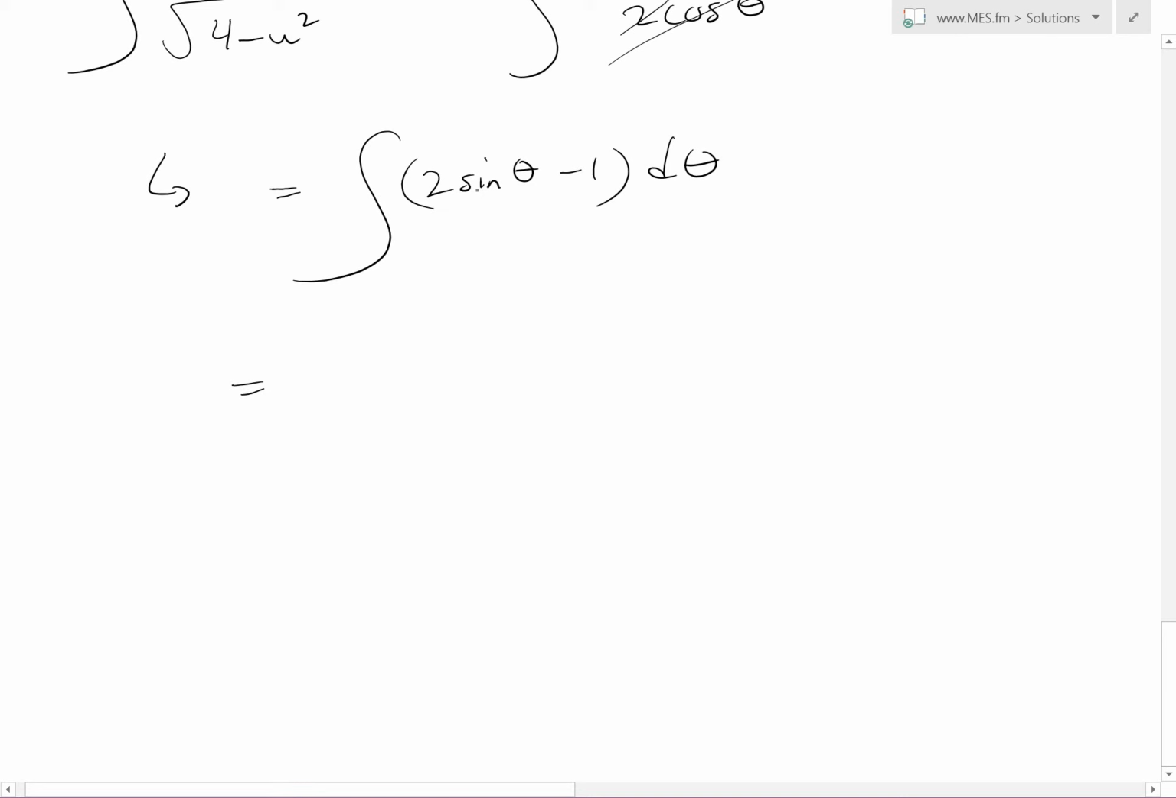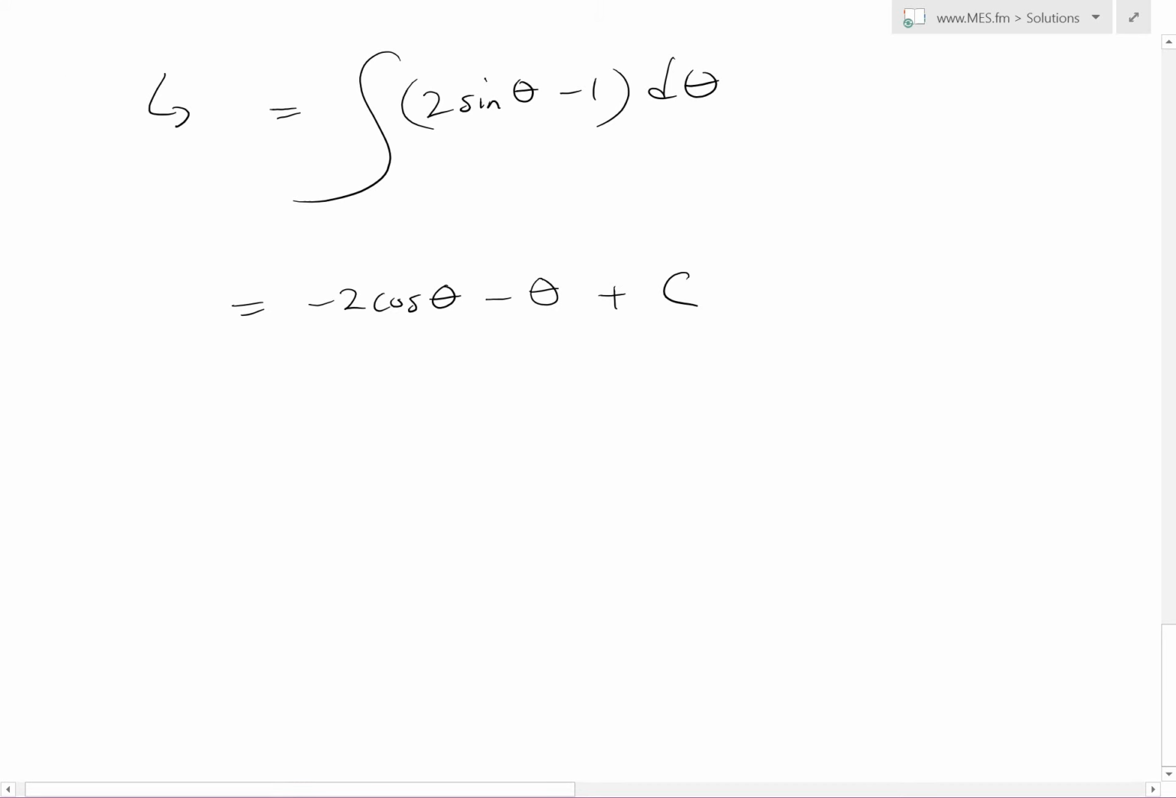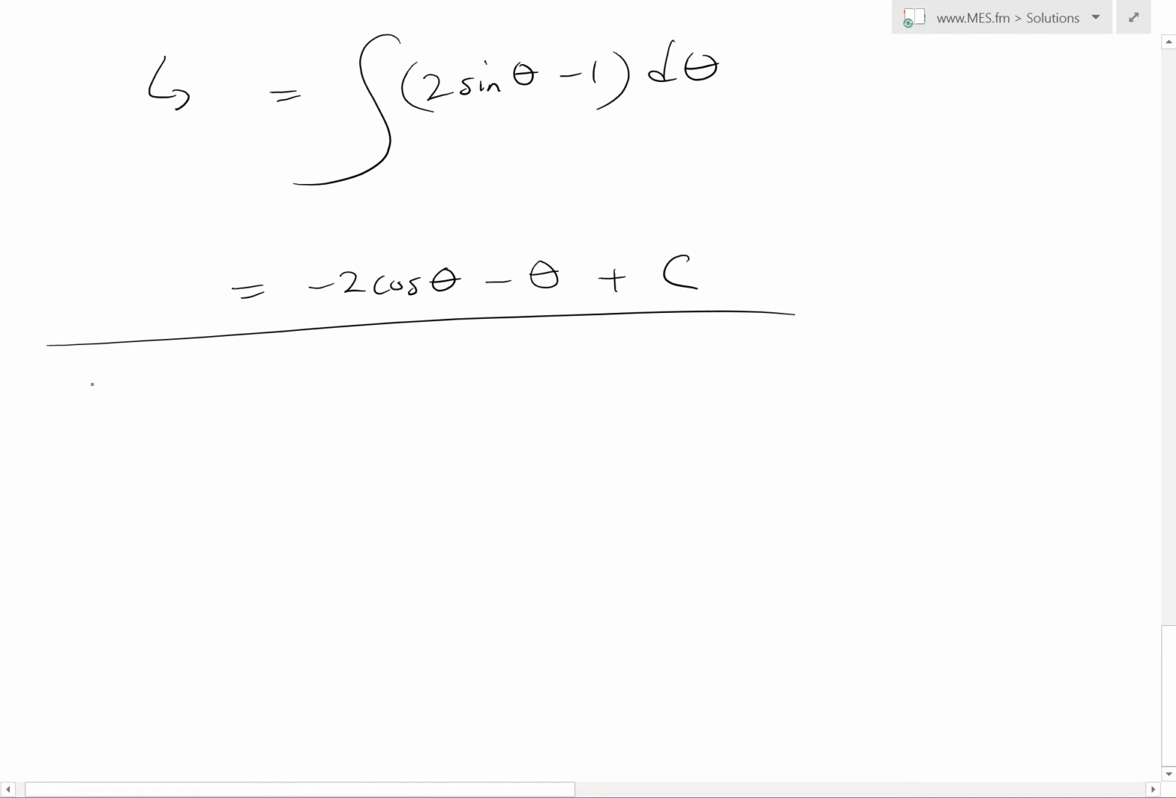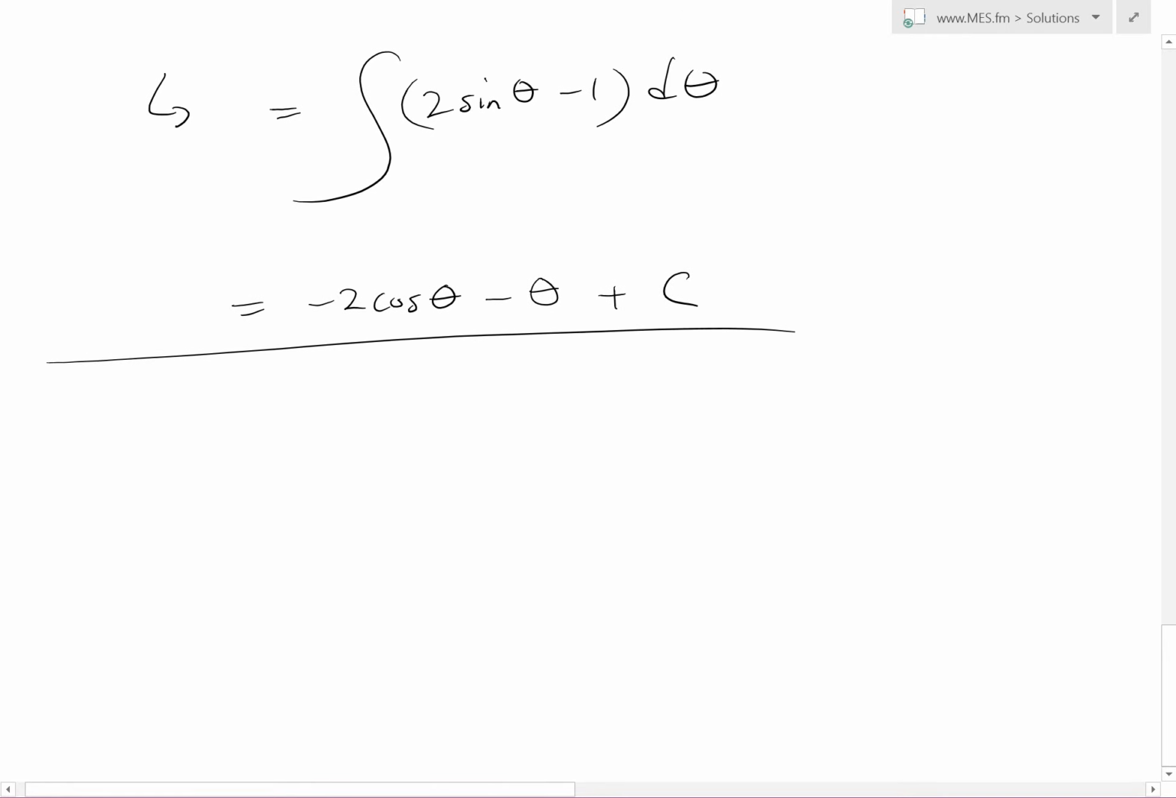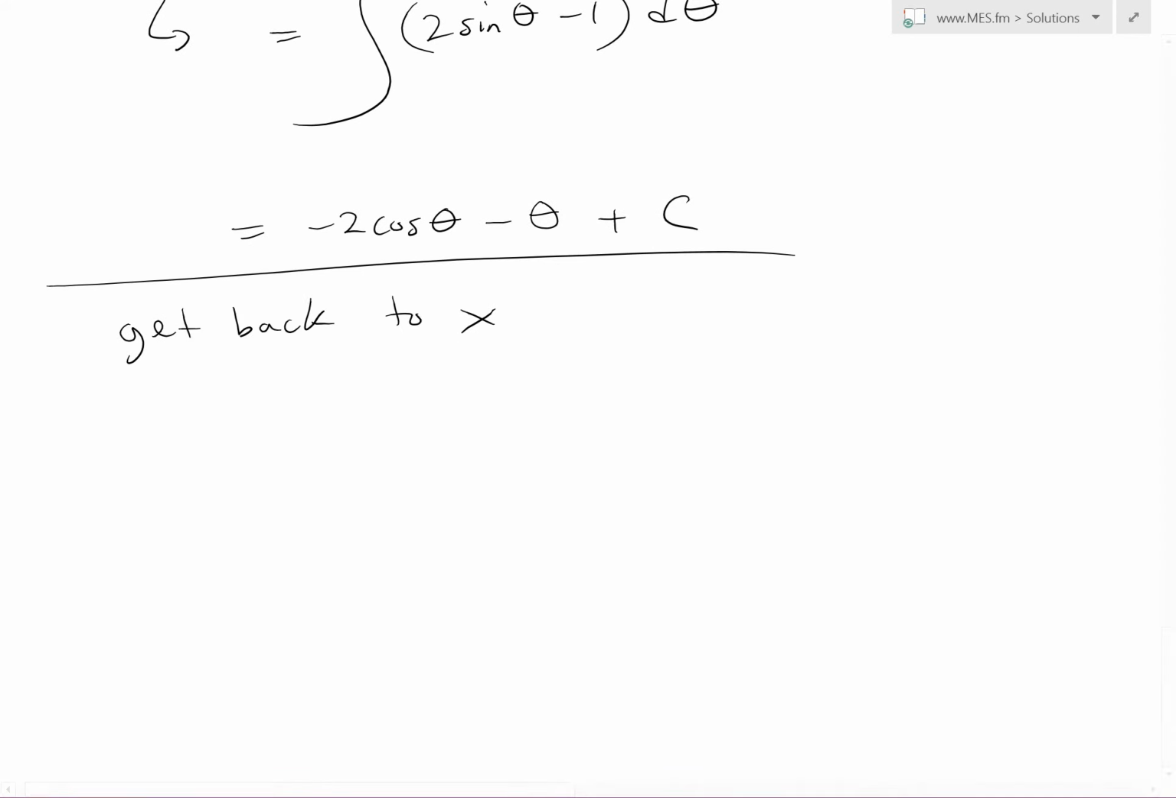This one is just, well, the integral of sine theta is just negative cosine theta. So negative cosine theta, and now the integral of 1 is just theta. And then we always have to add a constant, so that's the constant c. And now we have to get back to our x variable, or our u variable. So let's write that here. We've got to get back to x, and to first do that, let's get back to u first.